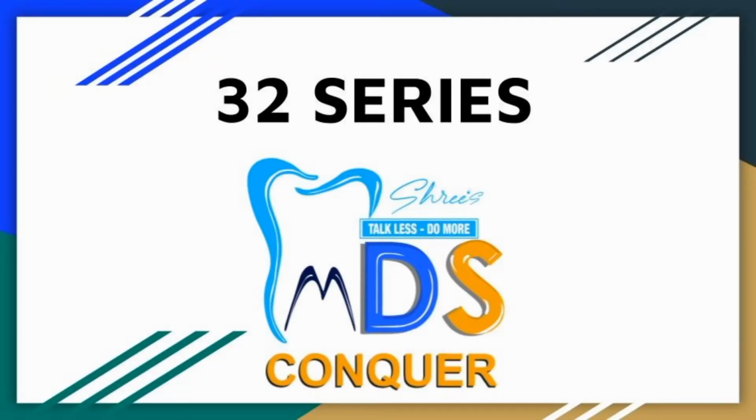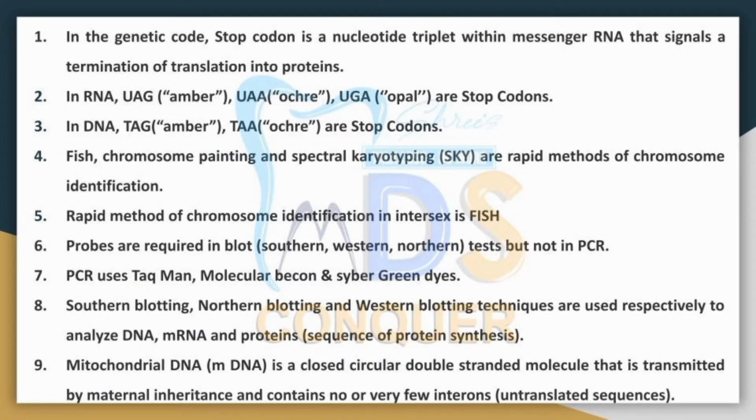In this 32 series, we are going to discuss about nucleotides. Point number 1. In the genetic code, stop codon is a nucleotide triplet within messenger RNA that signals a termination of translation into proteins. In RNA, UAG amber, UAA ochre, UGA opal are stop codons, whereas in DNA, TAG amber, TAA ochre are stop codons.